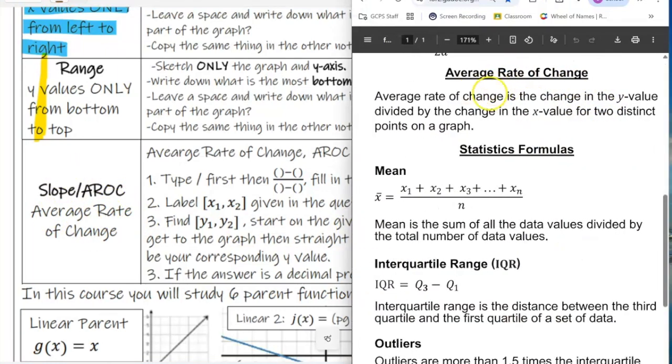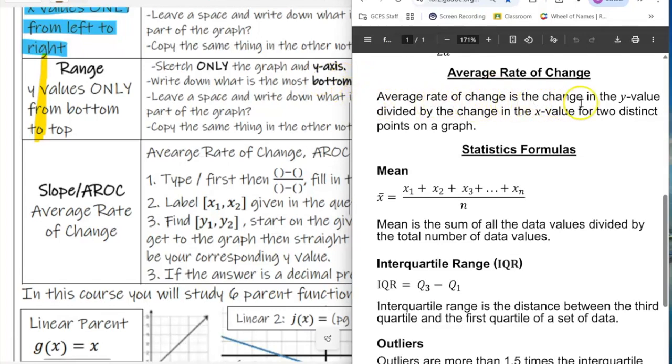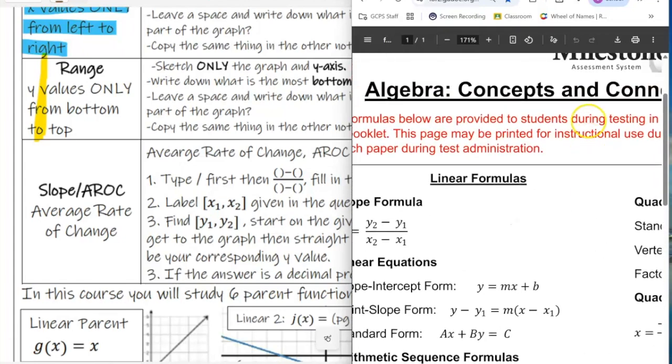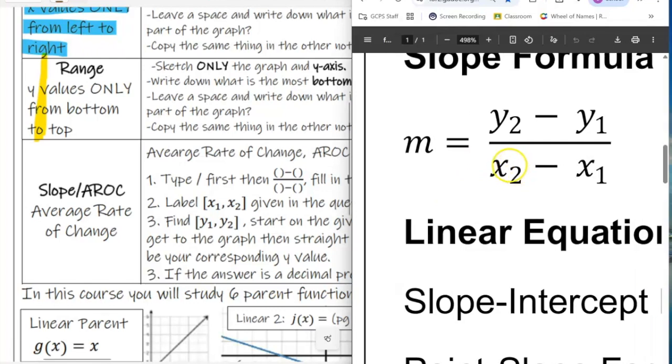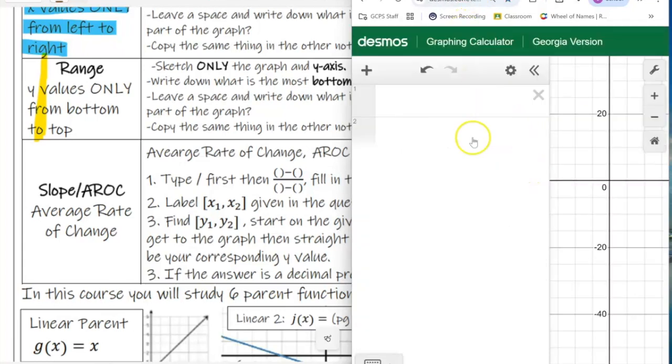Average rate of change, which is what we're doing right now, is the change in the y value divided by the change in the x value for two distinct points on the graph. So different from slope is it has two distinct points on the graph, but you can see it's the same thing. The change in the y value divided by the change in the x value. It is there for you, so if you forget it, please reference it. So it's just very important to know that y is on the top and x is on the bottom, and it begins with 2. So we're going to go into our calculator.